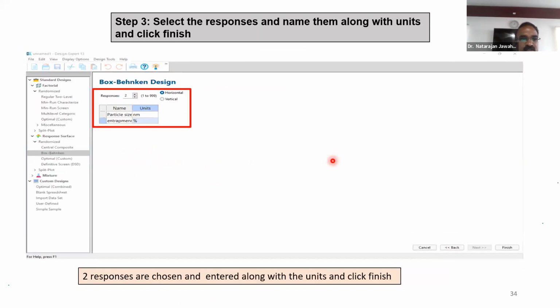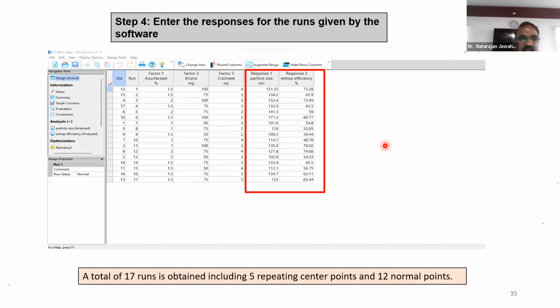So next, in the Box-Behnken design, select the response and name. My responses are particle size and entrapment efficiency. Then I will just click finish. Then it gives the formula. It gives how many runs?